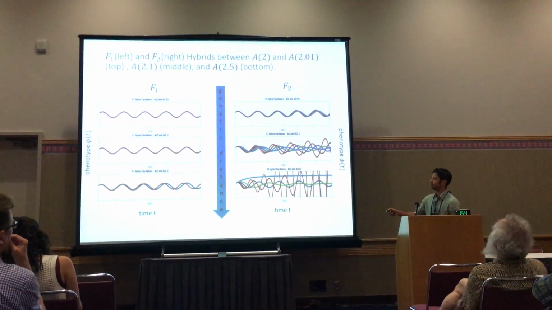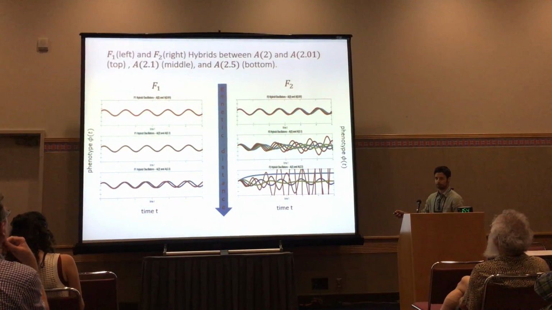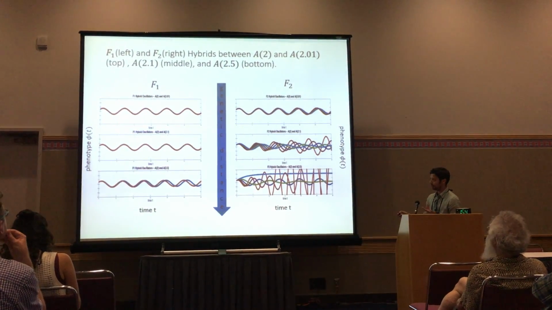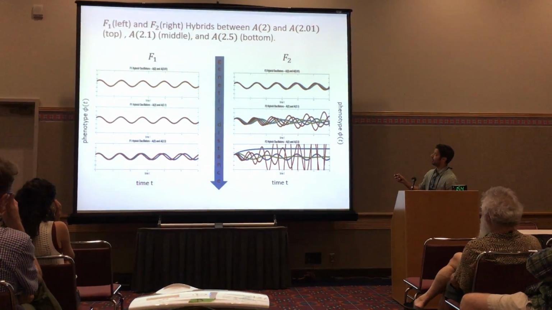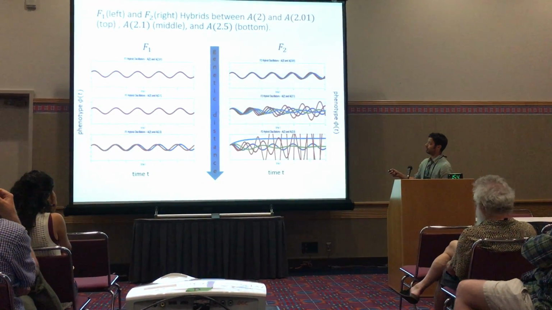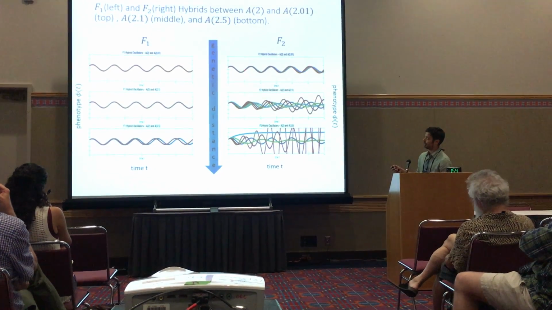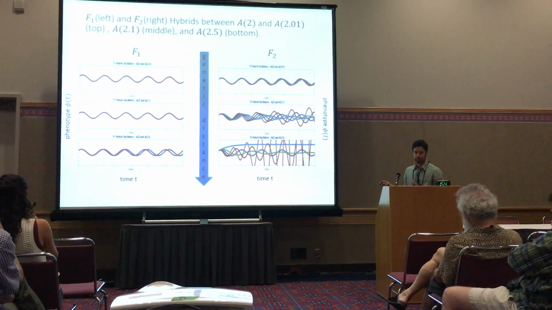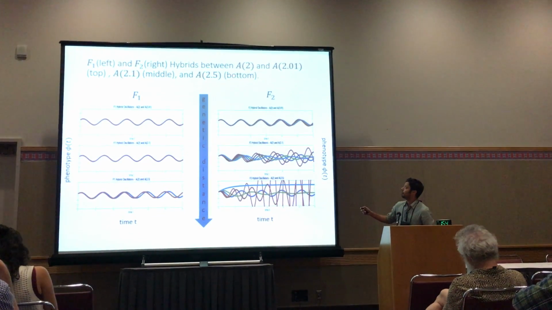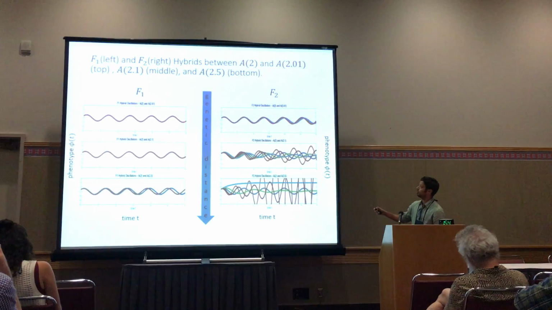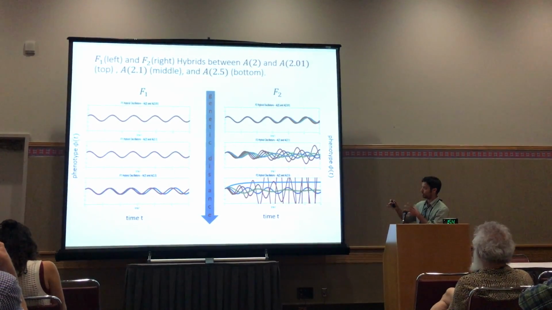So you can see the first generation hybrids are pretty much indistinguishable. They oscillate similarly to the parents. The F2s, a cross between tau of 2 and 2.01, show some difference. They are distinguishable, but we don't think this diversity is any more than you'd expect to see within a normal population.